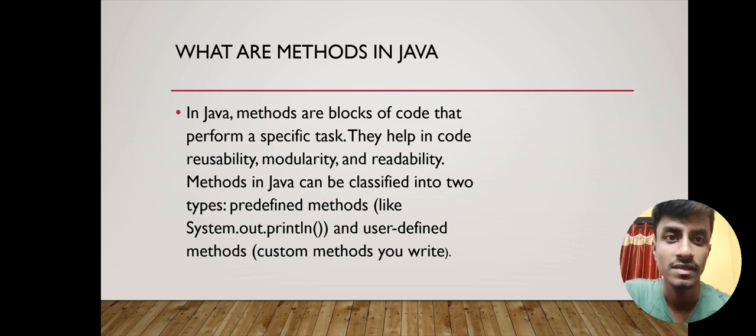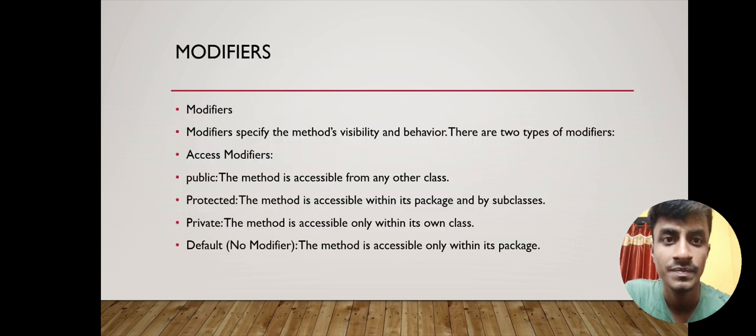Today's subject is Object Oriented Programming Language with Java and the topic is Methods in Java. What are methods in Java? In Java, methods are blocks of code that perform a specific task. They help in code reusability, modularity, and readability. Methods in Java can be classified into two types: predefined methods like System.out.println, and user-defined methods, which are custom methods you can write.